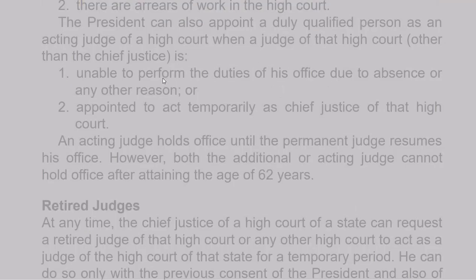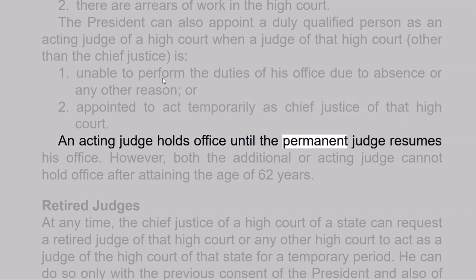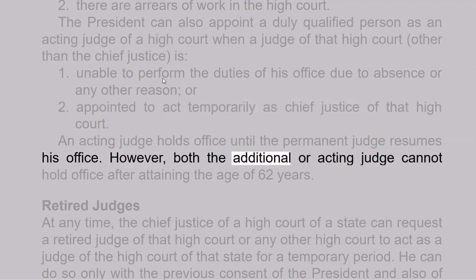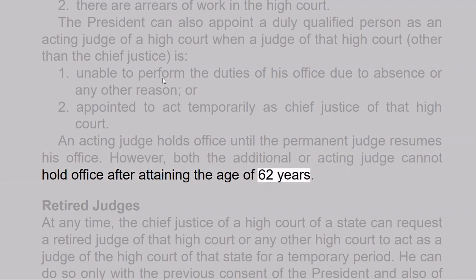The President can also appoint a duly qualified person as an acting judge of a High Court when a judge of that High Court, other than the Chief Justice, is 1. Unable to perform the duties of his office due to absence, or any other reason, or 2. Appointed to act temporarily as Chief Justice of that High Court. An acting judge holds office until the permanent judge resumes his office. However, both the additional or acting judge cannot hold office after attaining the age of 62 years.